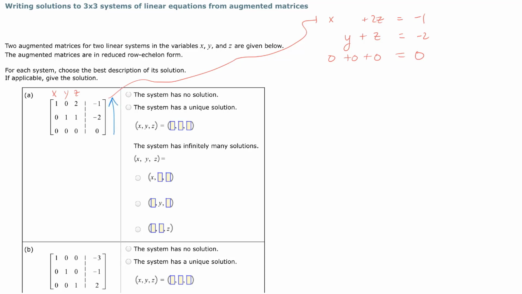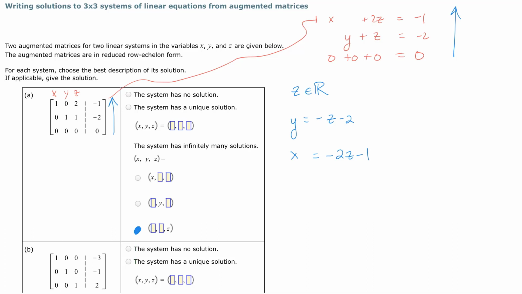So there is a free variable here, and the free variable is going to be z. So notice, I'm going to let z run freely. It's going to be in the set of reals. So let z be in the set of reals. And then we're going to go up and solve for y. So if we go up and solve for y, we get y is equal to negative z minus 2. And we also get x. x is equal to negative 2z minus 1. And that's all we're looking for here. So I'm going to choose this third bubble here.